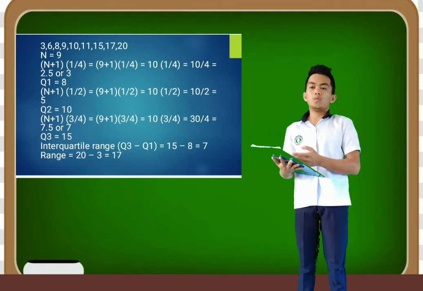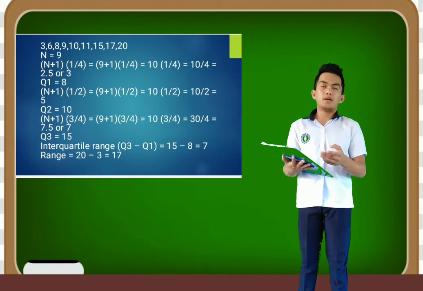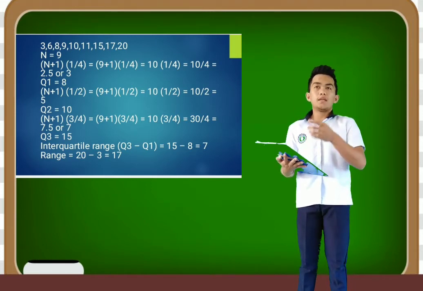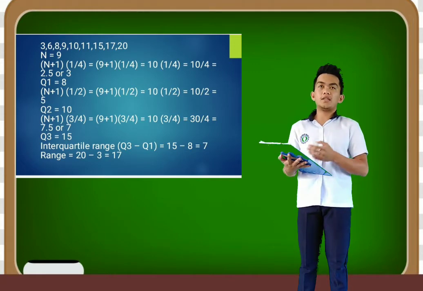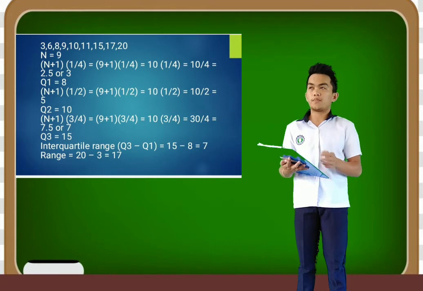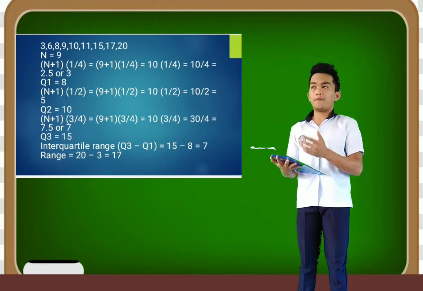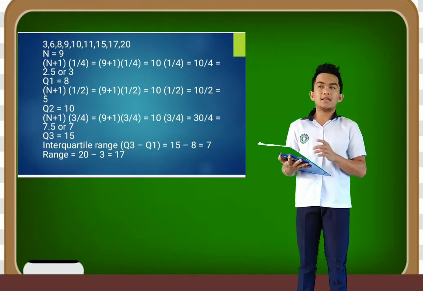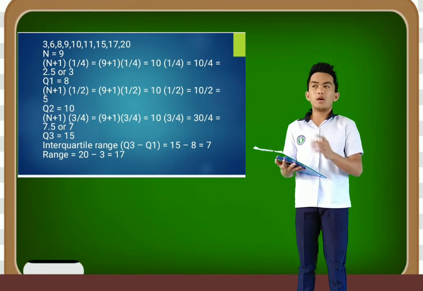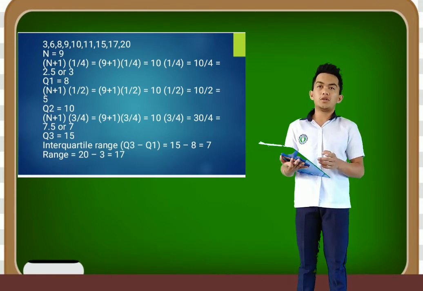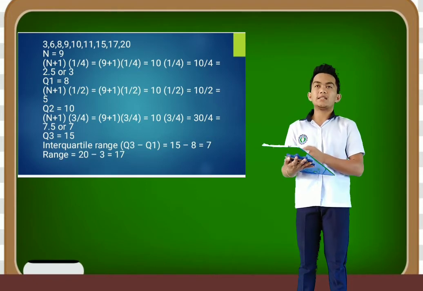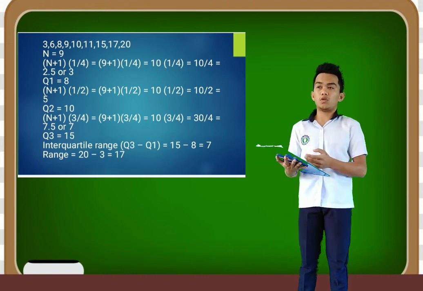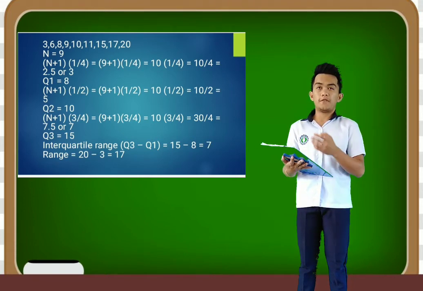So in Q2, our answer here is 5. We cannot round off because it is a whole number. So the Q2 is in the 5th position, which is equal to 10. So Q3 here is equal to 7.5 or 7. Again class, remember that if your Q3 is in decimal point, we must round down to the nearest integer. So our answer here in Q3 is 7. So in the ordered data, our Q3 is in the 7th position, which is equal to 15.